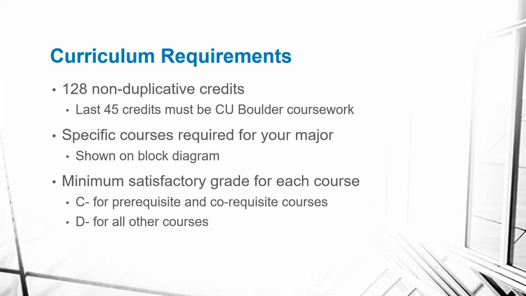In addition, the college has a rule that your last 45 credits need to be made of CU Boulder coursework only. The specific courses that are required for your major are shown on the block diagram. And if you're not sure where to find that, you can ask your advisor. The curriculum for your major includes required classes as well as several kinds of electives. And each elective has its own requirements for what courses can and cannot count.